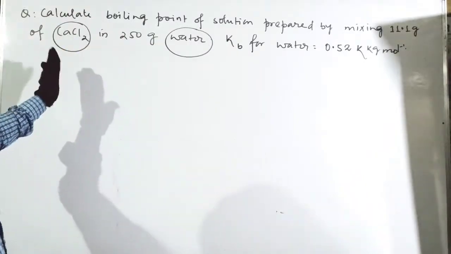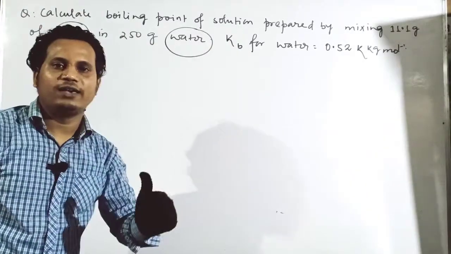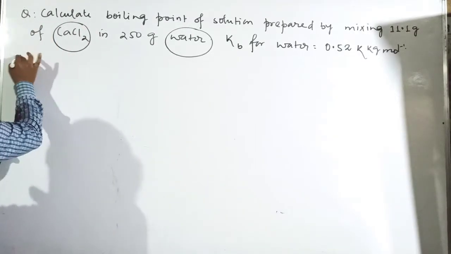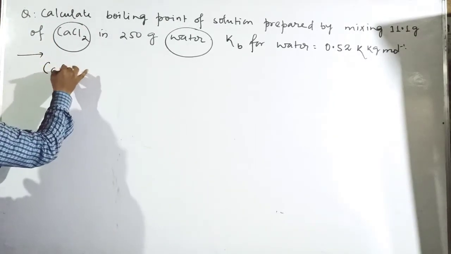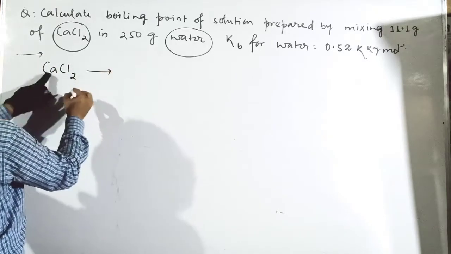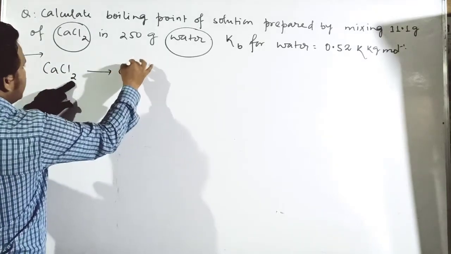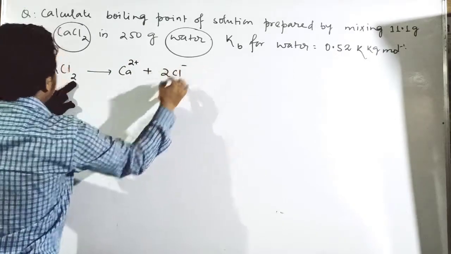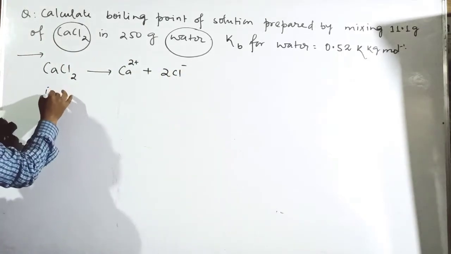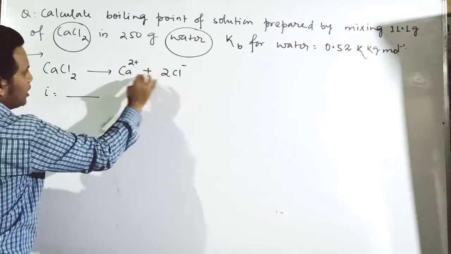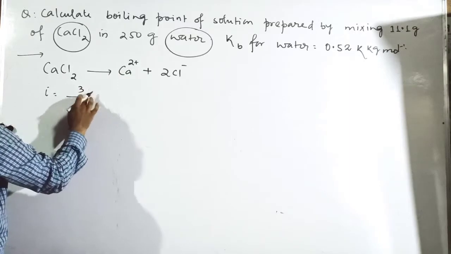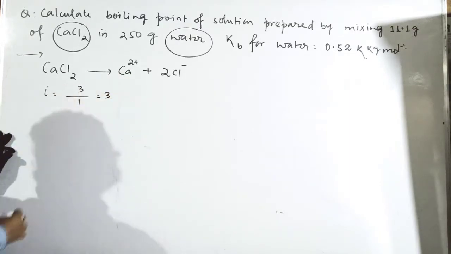So first we have to find the value of i. In the formula, i will be there. So first find i. Calcium chloride breaks into calcium 1 time, with charge 2 positive, plus chlorine 2 times, with charge -1. What will be the value of i? Particles after dissociation: 2 plus 1 is 3, before is 1. The value of i is 3.